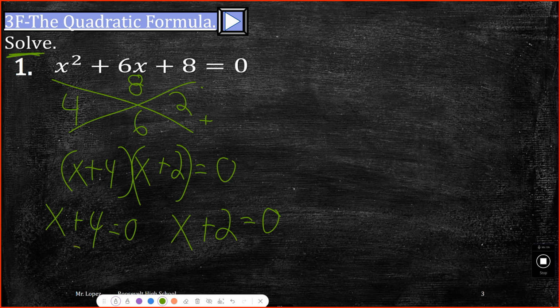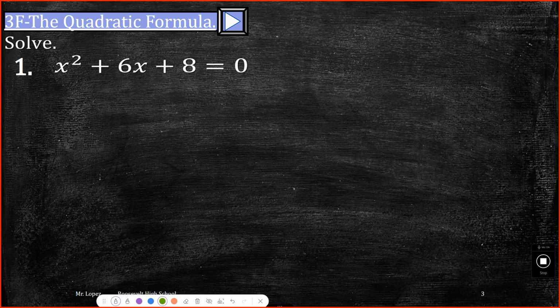So we're going to do what? Minus 4, x equals negative 4. So the solutions are x equals negative 4 and x equals negative 2. X equals negative 4, x equals negative 2. These are the answers already.